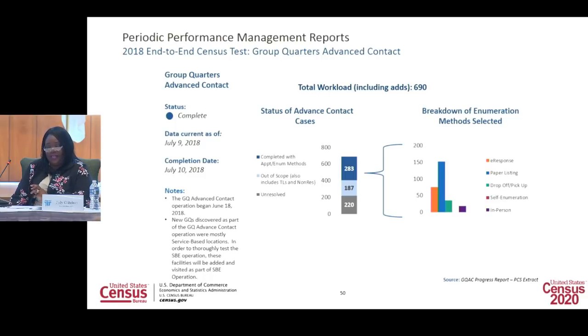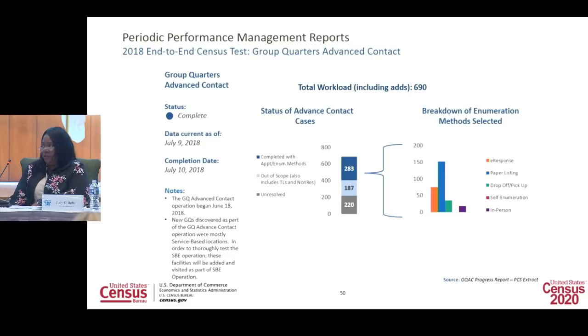220, or 39%, were unresolved, meaning that we weren't able to contact them at all. They were refusals. Vacants are also included in this category. One thing that I would note about this category: all the unresolved were pushed to the field. So although they were unresolved, we weren't able to make contact with them during advanced contact, they are going to the field for service-based enumeration and GQ enumeration. So we didn't forget about them.